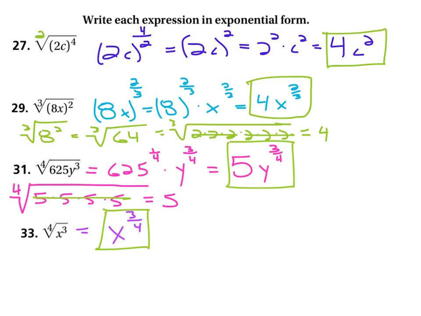Let me just check here against our answers just to verify. 4c squared for 27, 4x to the 2/3 for 29, 31 is 5y to the 3/4, and 33 is x to the 3/4. We're good.